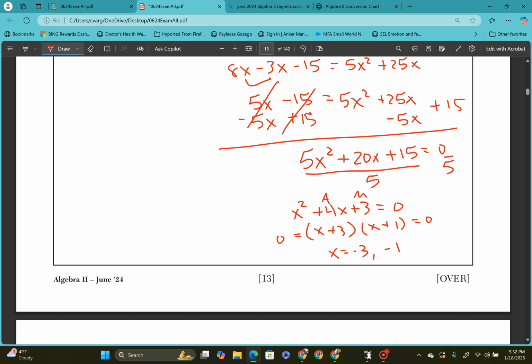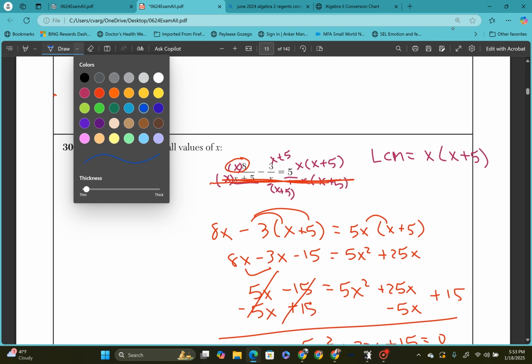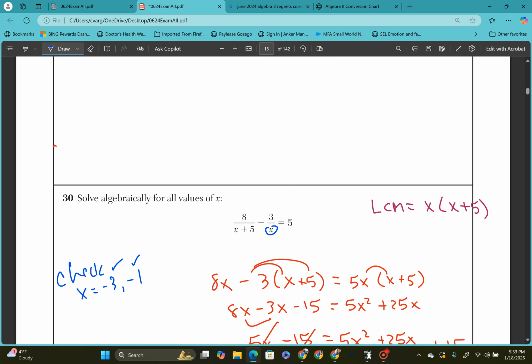Okay. Now we got to check it. So let's check to see if this is right. X equals -3 and -1. So if I go back to my original and I plug in, I want to see if this is going to give me a 0 if I plug in -3. It's not. That means that -3 works. Okay. And do the same thing for -1, right? -1 plus 5 does not give me a 0. And if I plug in a negative 1 here, that also works. So that means that my two answers are x equals negative 3 and negative 1. So I definitely count this question.